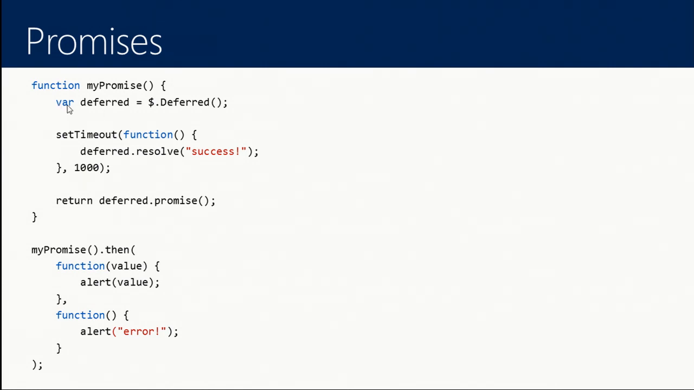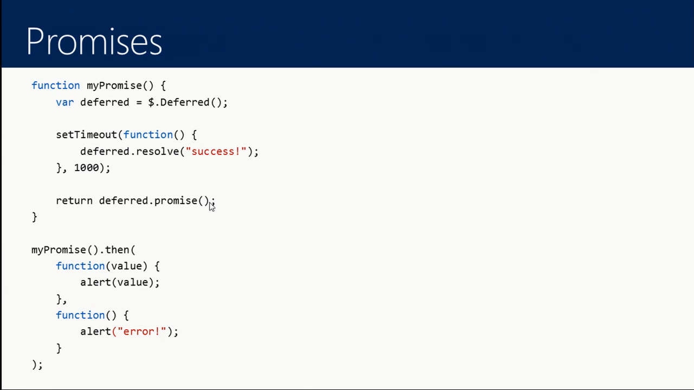So look at this line of code where it says var deferred equals $.Deferred. That's a jQuery deferred that's coming back here. And then what I'm doing is calling setTimeout, so a simple call to setTimeout every second, and then immediately returning the promise from the deferred object. You see that? So here's the key. The function is myPromise. What's returned? This promise object that's coming from jQuery.